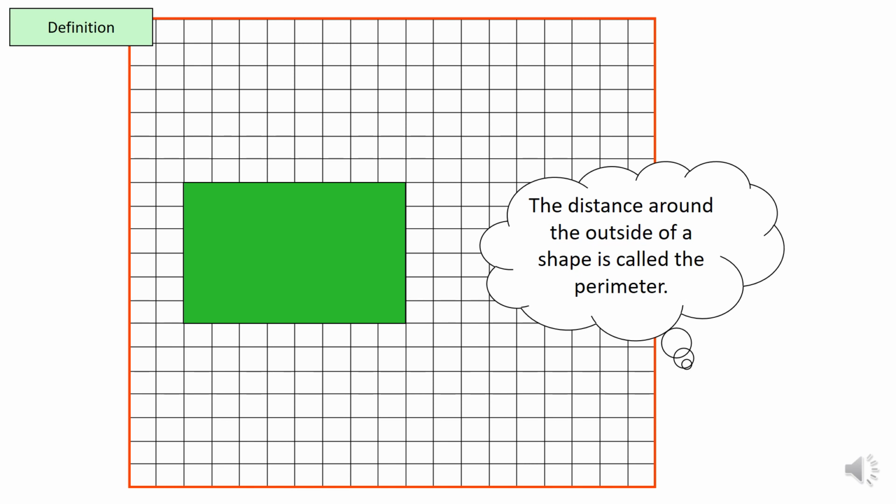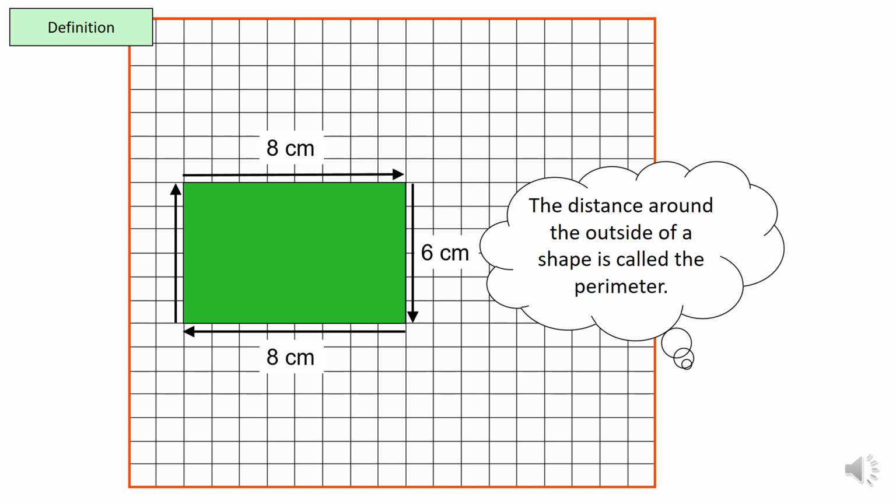Now, if you have a look at this simple rectangle, this green rectangle on the grid, we have not been given the measurements. So what we can do instead is count the centimeter boxes. Okay, and if we count along here, there are in total 8 centimeters going across, and if you go down or up, either way, it's 6 boxes, so that's 6 centimeters. Now if you go across again, we've got another 8 centimeters across the bottom, and then we're going to come back up to the point where we started from, which is the top left corner.